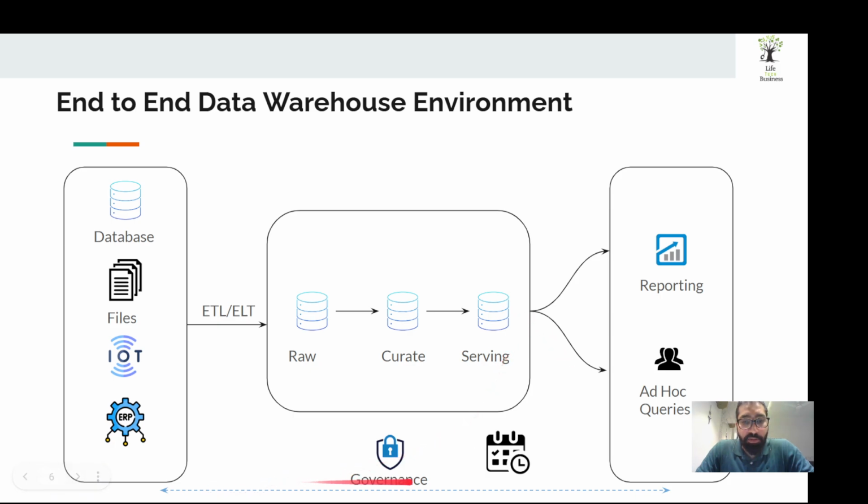At the bottom, the key component becomes governance, which takes care of who is accessing what kind of things. And also we need all the systems to be automated. That's where the scheduling layer also comes into the picture.